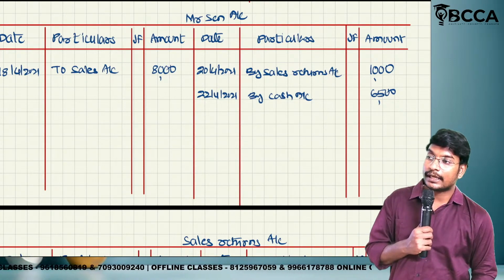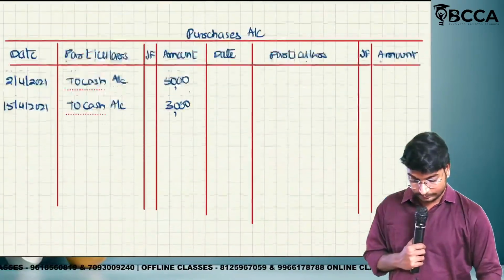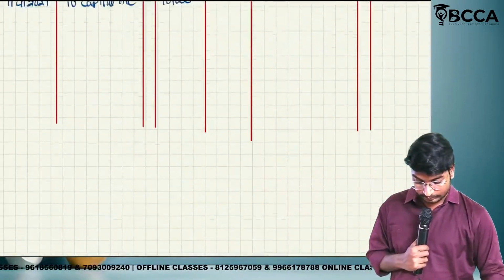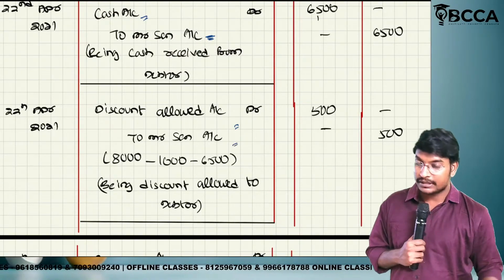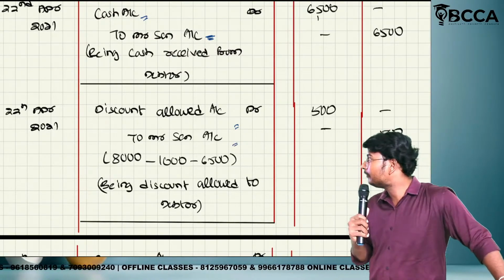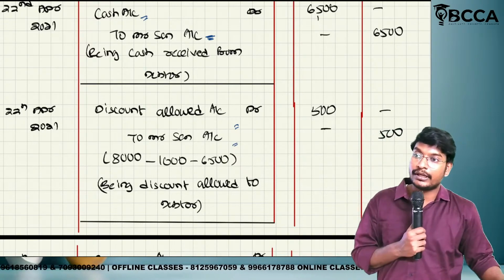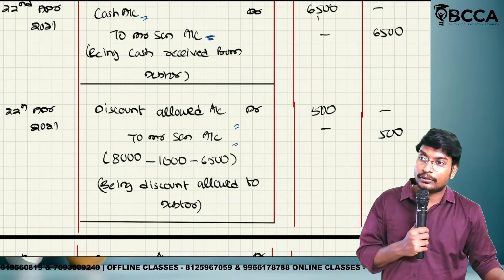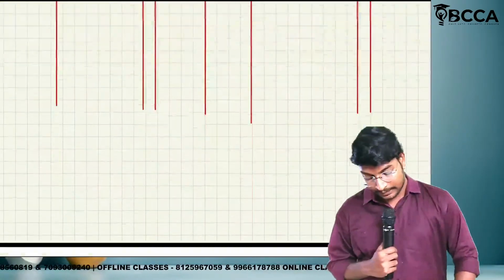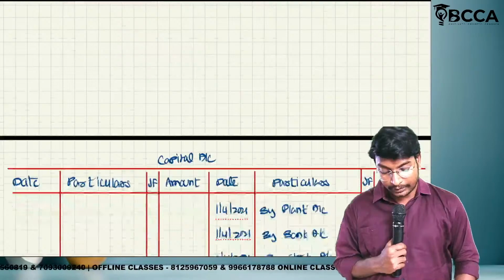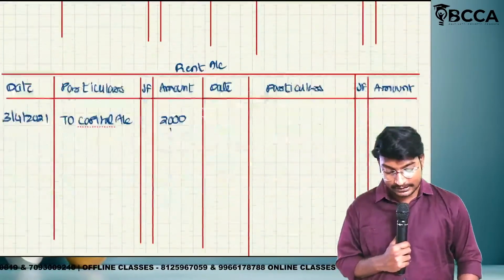What is the next entry, guys? Discount allowed account debit to Mr. Sane account. Yes or no ma? Discount allowed account debit to Mr. Sane account. In the Sane account, we have to record on the credit side. We no need to open once again Mr. Sane account, but we have to open the discount allowed, because we did not open it. So in the discount allowed account, we need to record on the debit side, because discount allowed is debited in the journal entry.